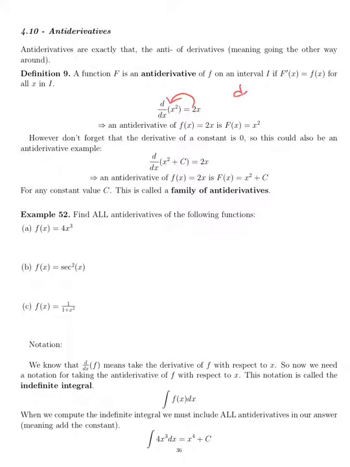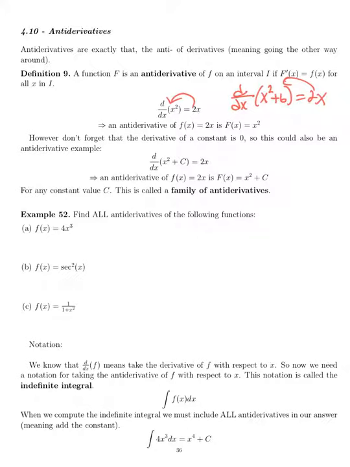The other thing you might notice is that the derivative of, let's say, x squared plus 6 is also 2x. So if I were to work backwards, the antiderivative of 2x could also be x squared plus 6, or x squared plus 7, or 12, or pi, or a constant. So the derivative of x squared plus a constant is 2x, which means the antiderivative of 2x is x squared plus a constant. And we're going to use that C to mean a constant. And this is called a family of antiderivatives, okay?